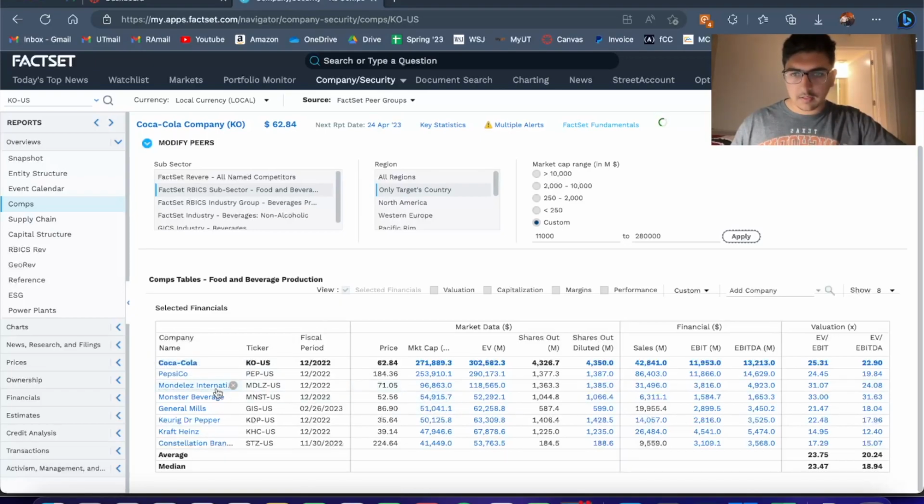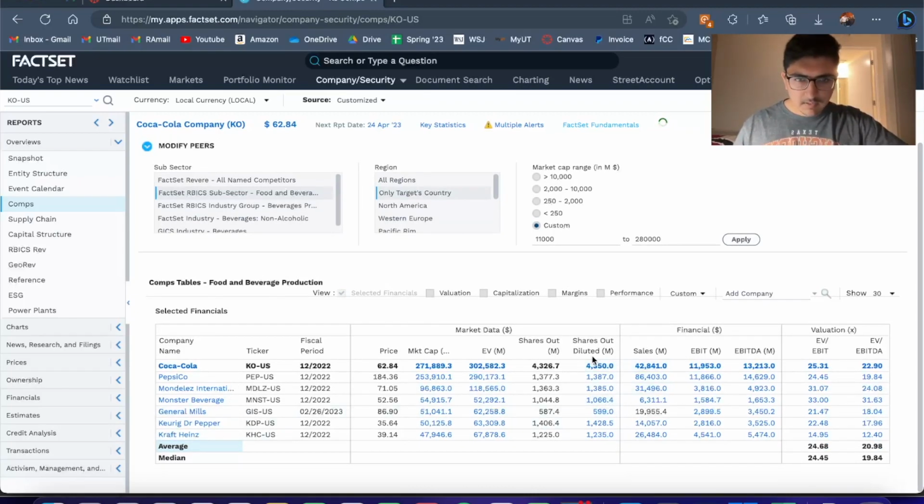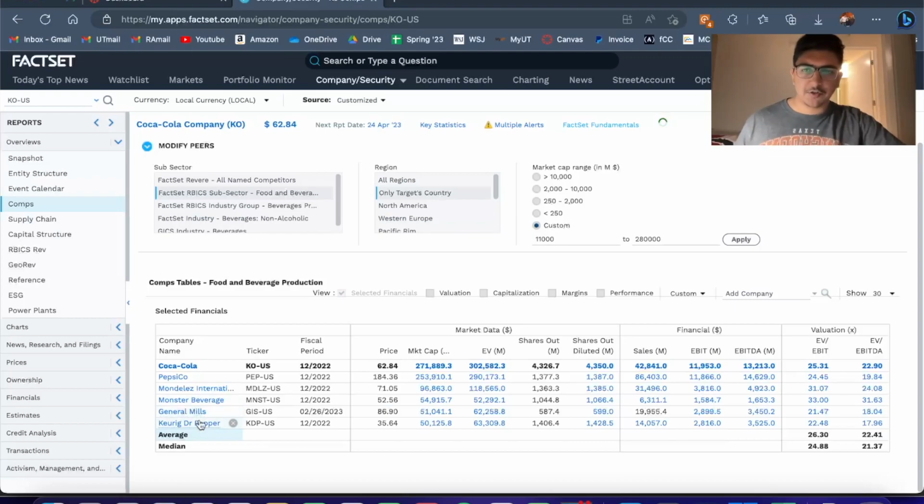Mondelez International, I haven't really heard of this company, but I'm sure they're important. Monster Beverage, General Mills, Keurig Dr Pepper, Kraft Heinz. I'm going to take out Constellation Brands because this is by far the smallest. And let's look at market cap. I'm going to take out Kraft Heinz too because it's under 50 billion. Okay, so now we have ID'd our comps: PepsiCo, Mondelez, Monster, General Mills, Keurig.